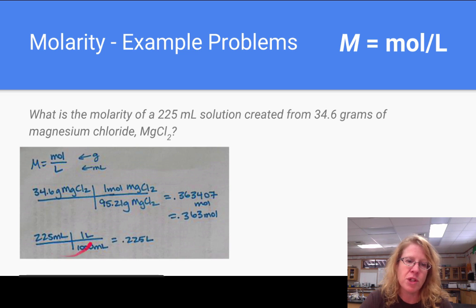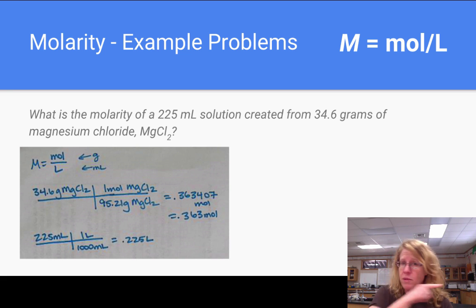The second thing is my little conversion to get from milliliters to liters. I'm doing this bottom part right now. So 225 milliliters, divide by 1,000. Basically, you're just moving the decimal place over 3 places. You don't have to show me this every single time once you get used to it. You're just moving the decimal place. So there it is, 0.225 liters.